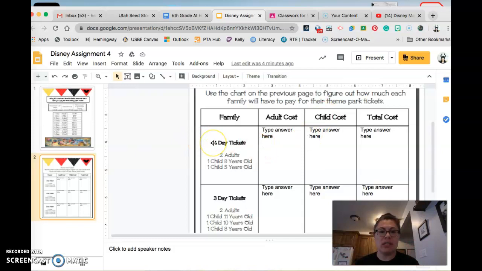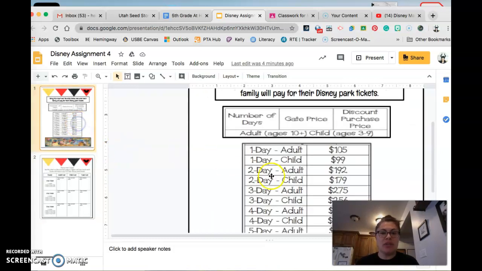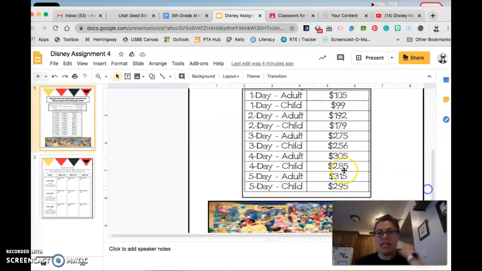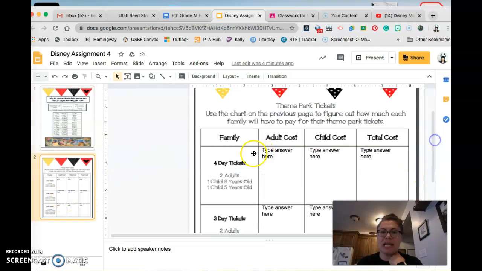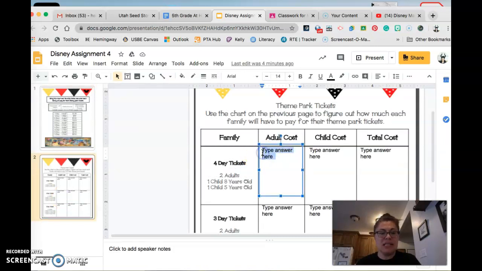All right, so let's do this first one together. It first says 2 adults, and we're on a 4-day ticket pass. So we're going to go back to our chart. 4-day adult is $305 a person. So I'm going to go back to my chart, and the cost is $305. Now I have to say, oh, look, it's 2 adults. So I'm going to times that by 2.